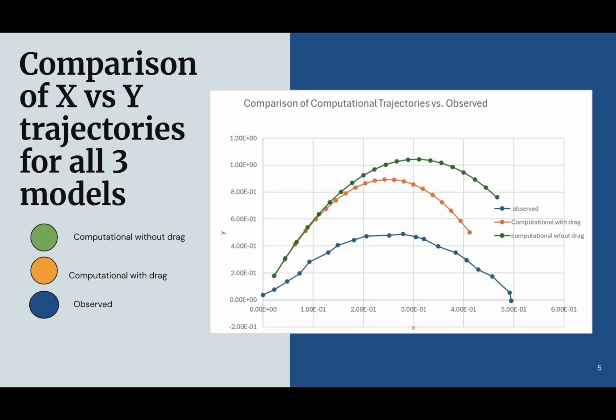Here's a comparison of x versus y trajectories for all three models: the one with drag, the one without drag, and the observed model. As you can see, the one with drag is much closer to the path of the observed than the one that we created without drag.